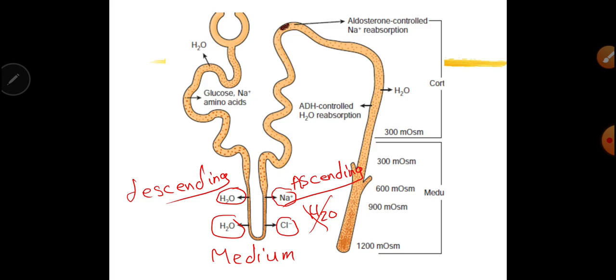Okay, so we will have a very concentrated area. Look for the concentration, about 1000 milliosmol. This is a highly concentrated area. So this will be a good medium. In the next level, at the time when the filtrate reaches the collecting duct, the water will be able to be reabsorbed according to the needs of the aldosterone hormone and ADH hormone. So we will summarize it in the following method.